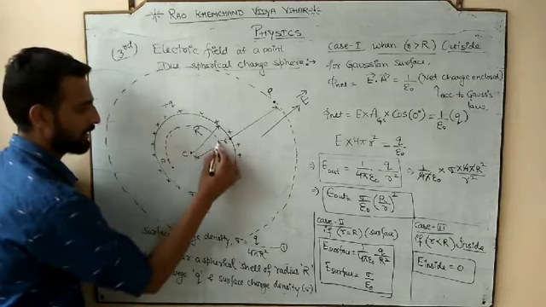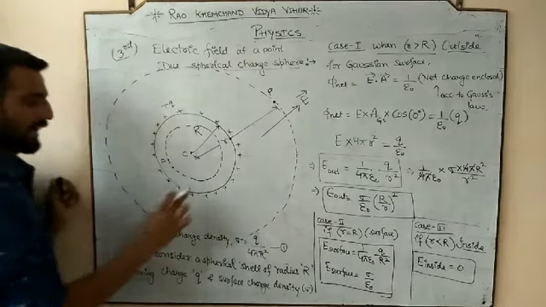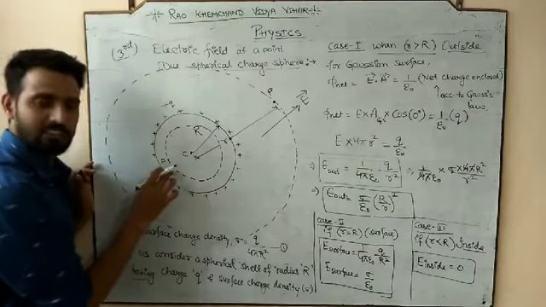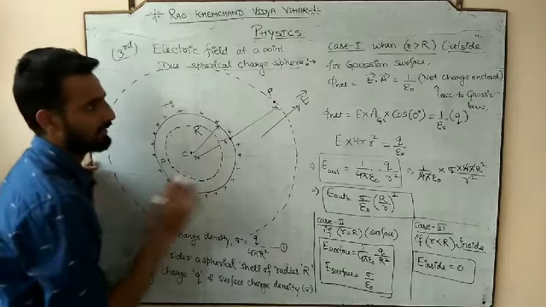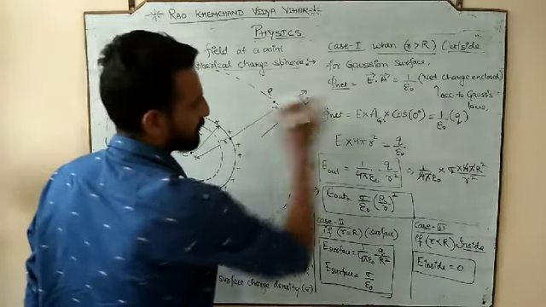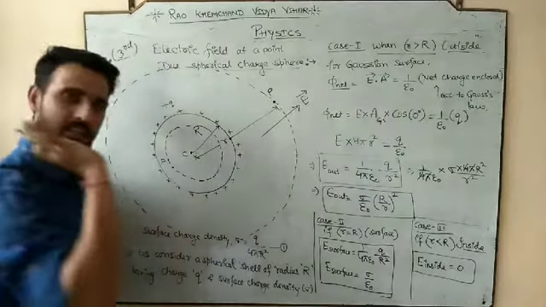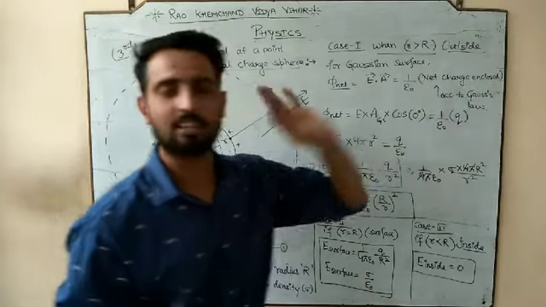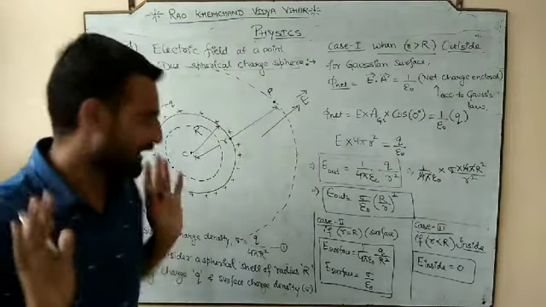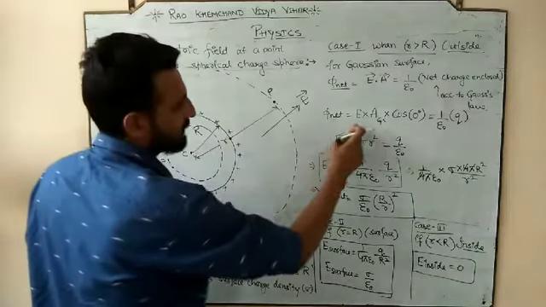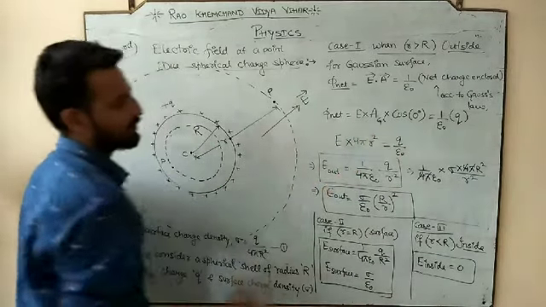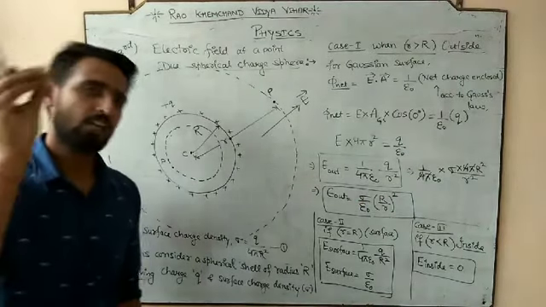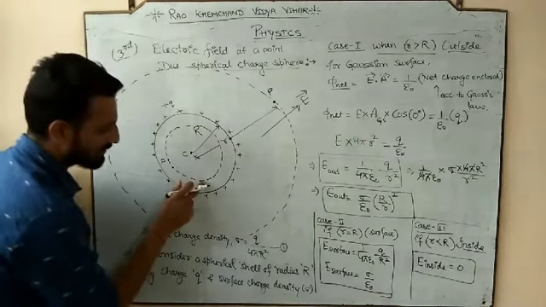So what am I doing? I am considering a Gaussian surface. I am talking about the third case, when the small r is less than capital R. So if this is the Gaussian surface, according to Gauss law, net flux, E vector dot A vector, should be equal to 1 by epsilon naught times the net charge enclosed. That would be correct. So E into the area of the Gaussian surface, cos 0 degree, equals 1 by epsilon naught times the net charge enclosed.